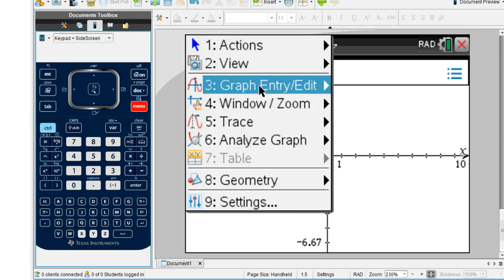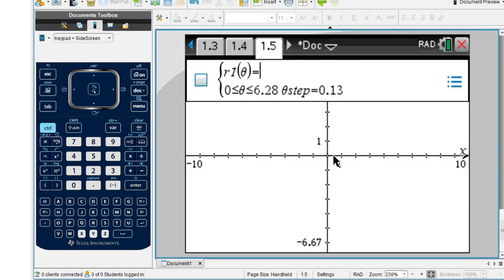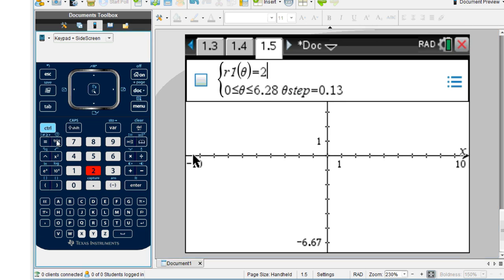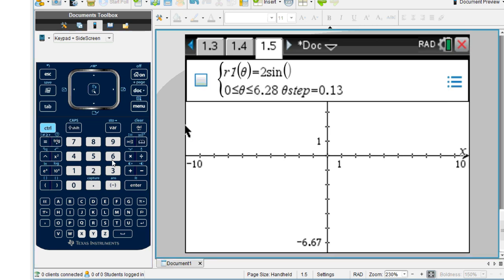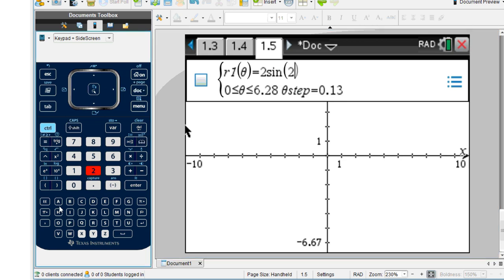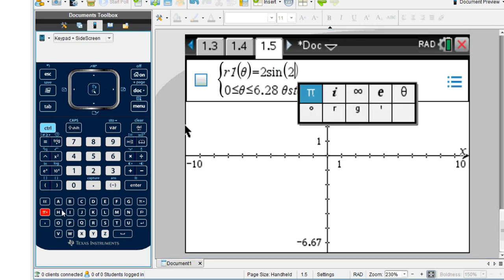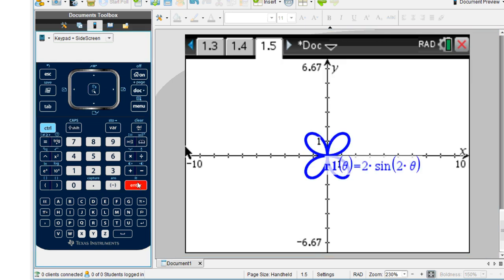Menu, graph entry, edit, polar. So our choice A, 2 sine times 2 theta. And we're going to get our theta here by pressing the pi key, going over here. And this is what we get, which looks pretty good, doesn't it? Does that look right? Let's take a look at the graph.